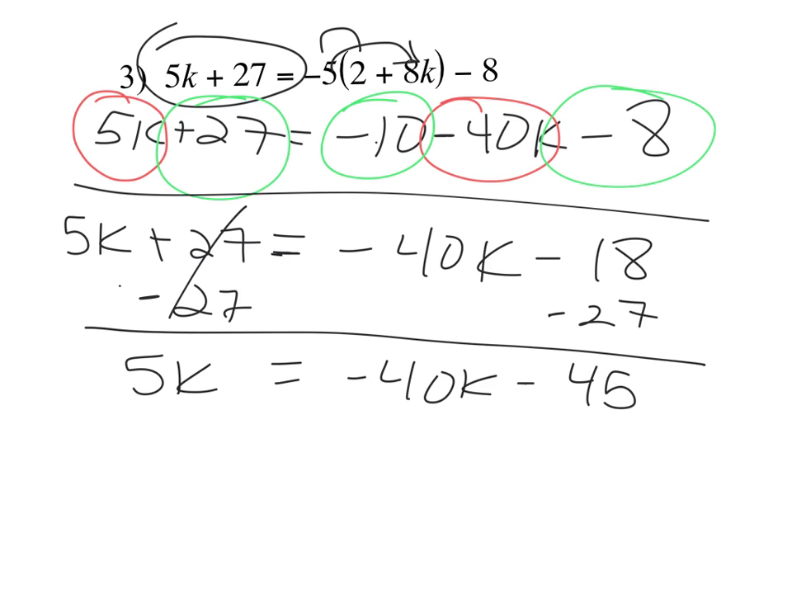All right, am I done? No, what do I have to do now? Do I still have like terms? Yeah. What are they? 5K and 40K, right? So I'm still trying to balance this equation. Y'all agree? What makes more sense to move, the 45 or the 40? The 40. Why? Because it's a like term. So since this 40 is negative, I'm going to make it positive, and since I did it on the right, I do it on the left.